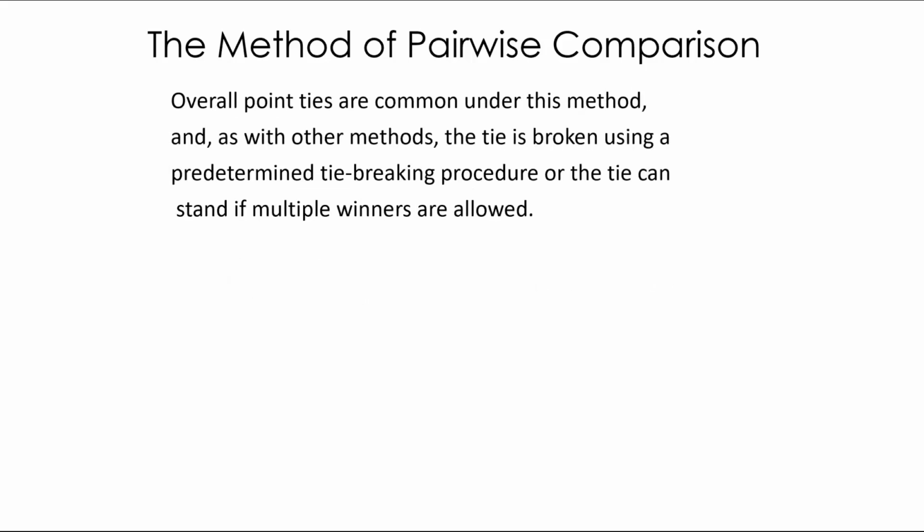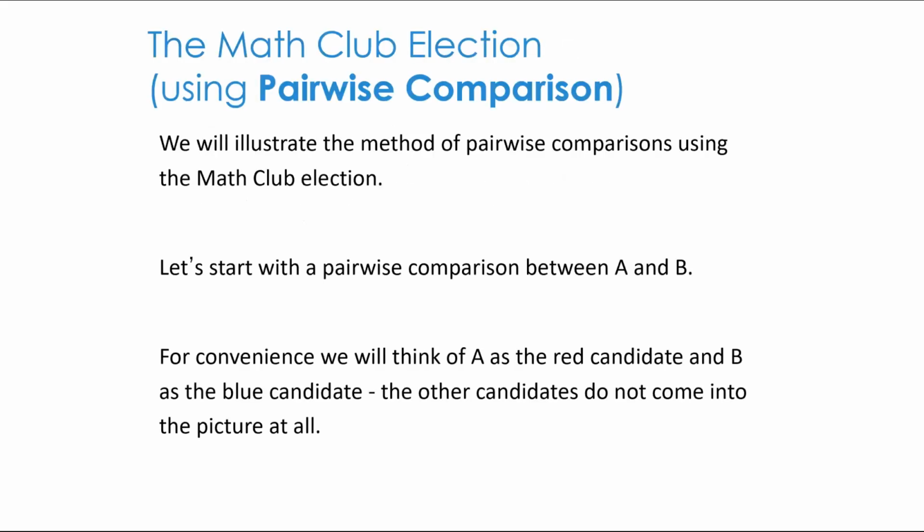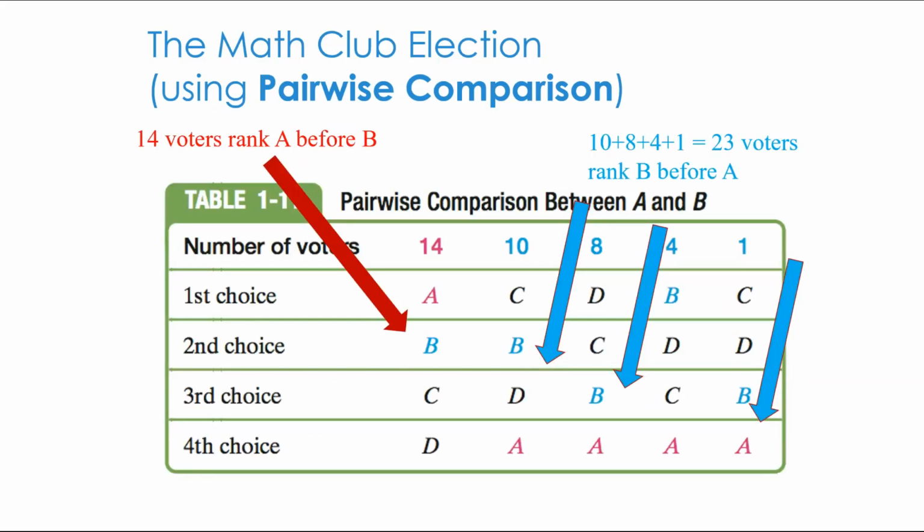So overall, point ties are common under this method, and as with other methods, the tie is broken using whatever determinant they've already decided. Okay, let's go back to our math club election. We're going to compare A and B. So we're going to look at A as red and B as blue, and we're not even looking at C and D. So in this next slide here, we're comparing A and B.